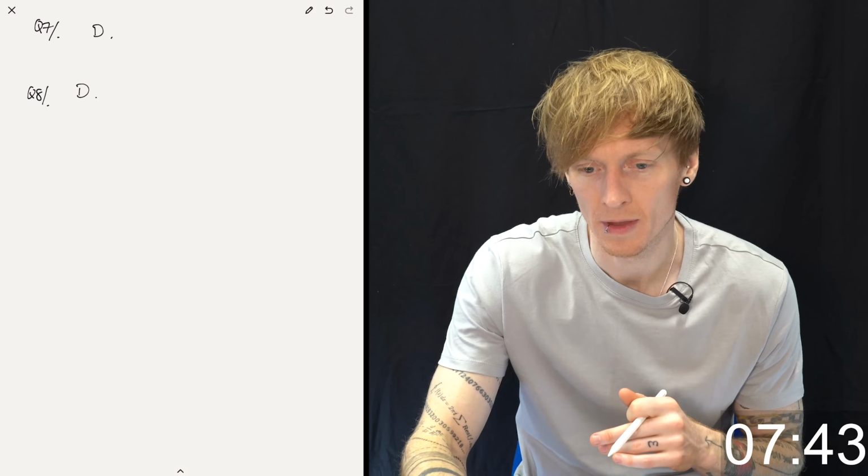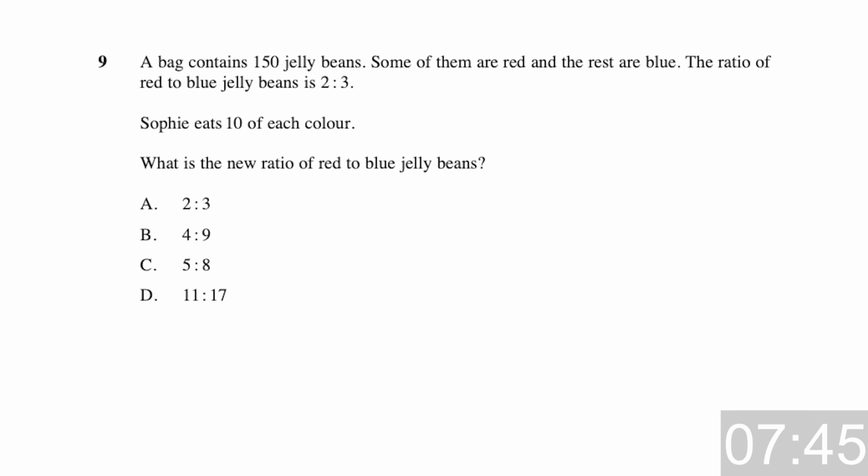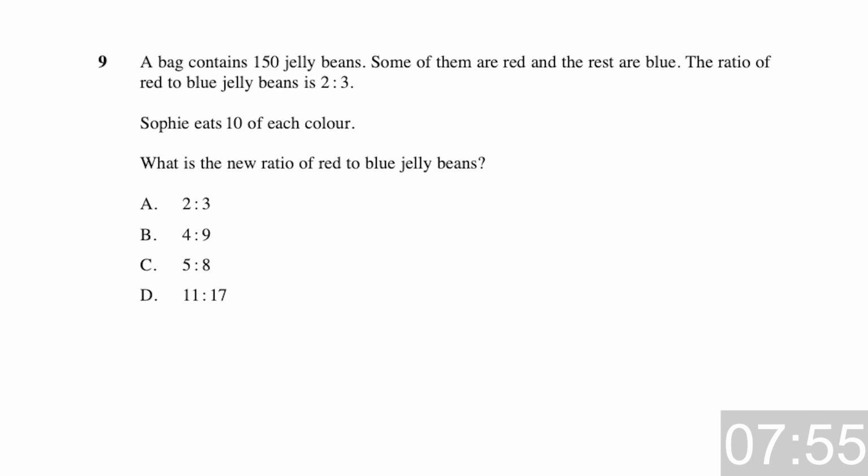Cool. Question 9. A bag contains 150 jelly beans. Some of them are red and the rest are blue. It's like beads and balls, but now we're doing jelly beans. Much tastier choice of item. The ratio is 2 to 3. Sophie eats 10 of each colour.